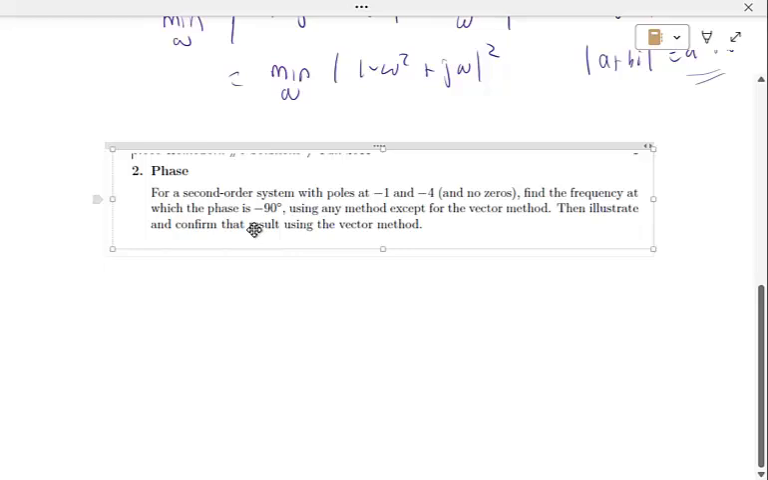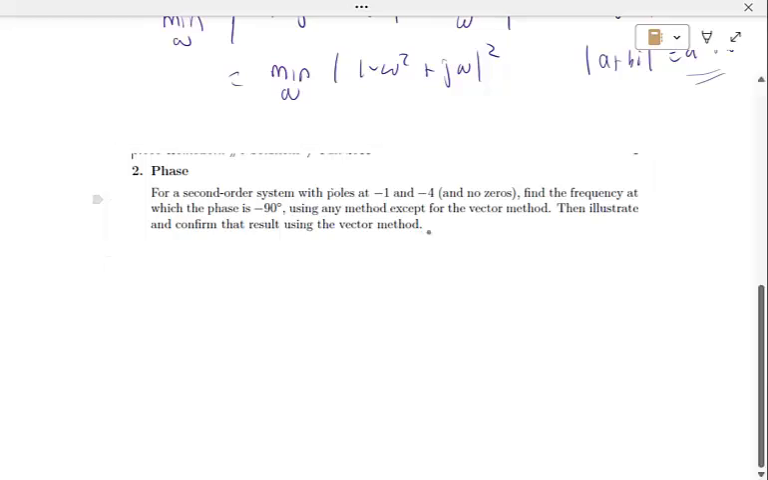Okay, let's look at the second problem. The second problem says for a second order system with poles at -1 and -4 and no zeros, find the frequency at which the phase is minus 90 degrees using any method except for the vector method. Then illustrate and confirm that result using the vector method. So how do you understand this?